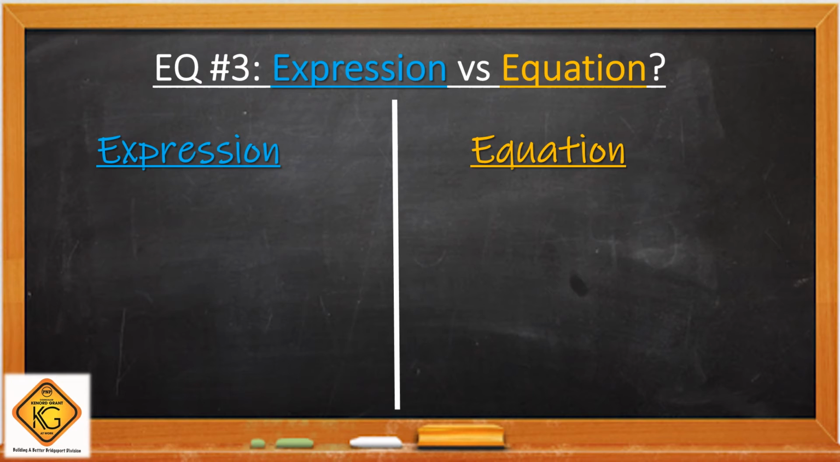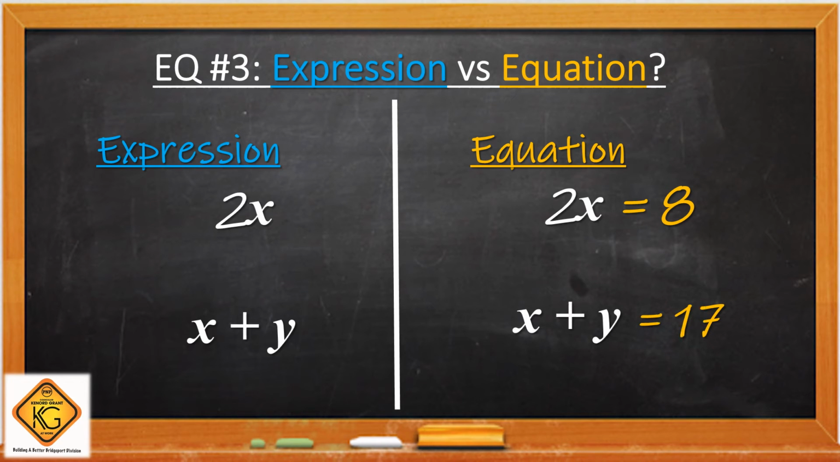So, how can we think of expressions and equations like phrases and sentences? Think of an expression as a phrase. For example, 2x or x plus y. Then, think of an equation as a sentence. Let's turn our expressions into equations. First, 2x equals 8. Or x plus y equals 17.